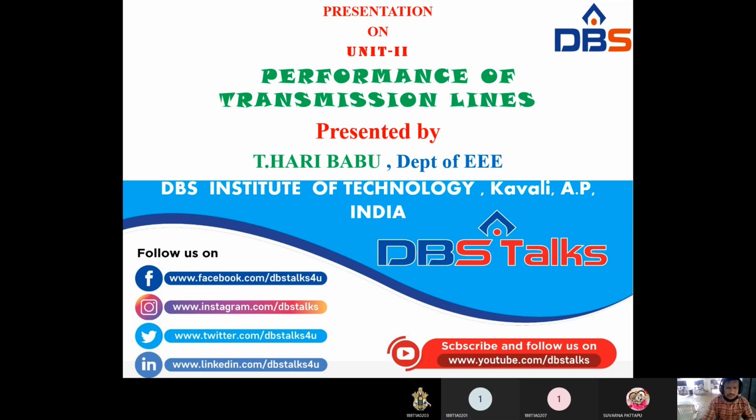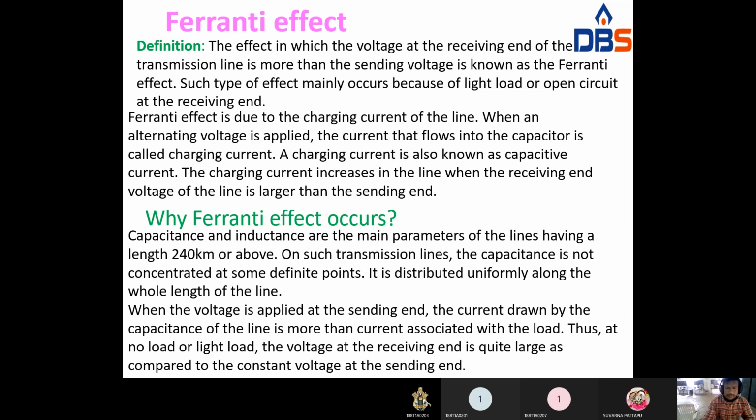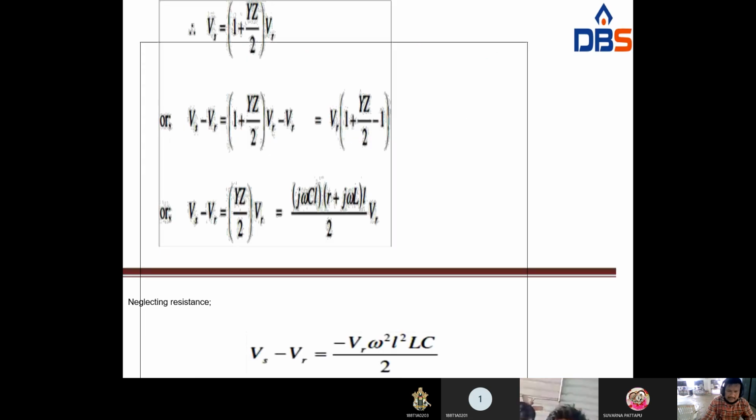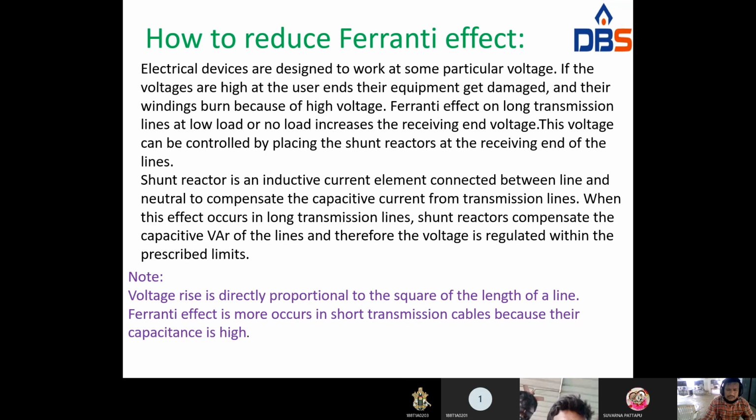So last class we discussed the Ferranti effect and the detailed expression for the Ferranti effect by considering the nominal pi method. That is, we have to prove that VR is greater than VS. At no load or light load condition, the receiving end voltage is greater than the sending end voltage. This effect is called the Ferranti effect, and we may clearly know about the Ferranti effect.